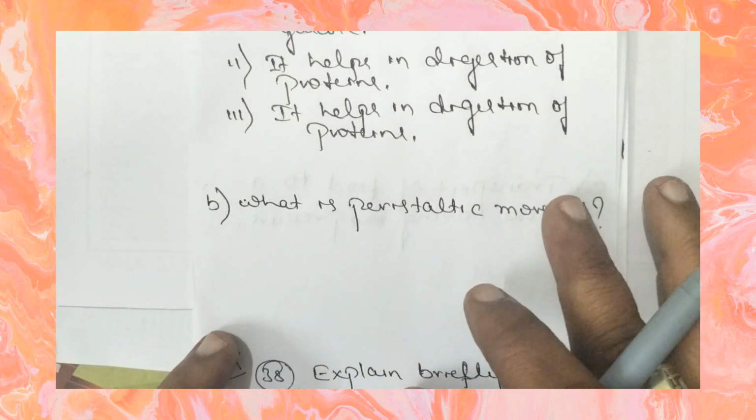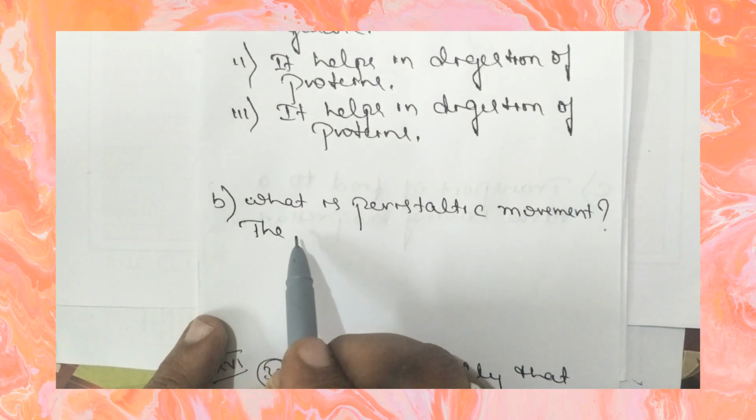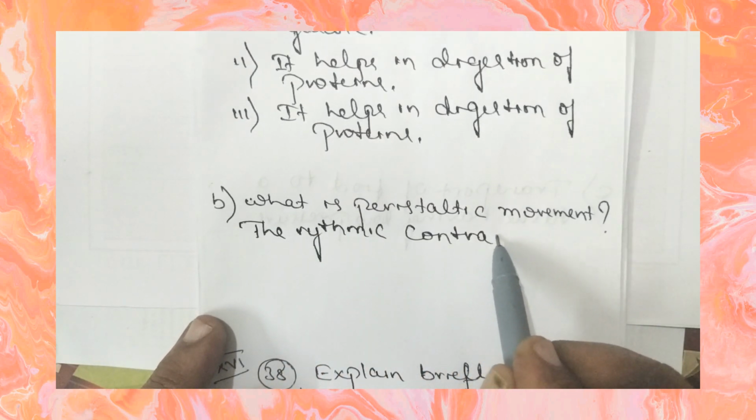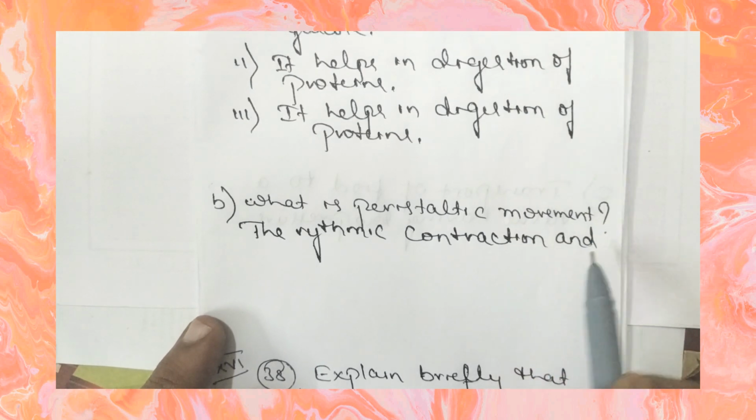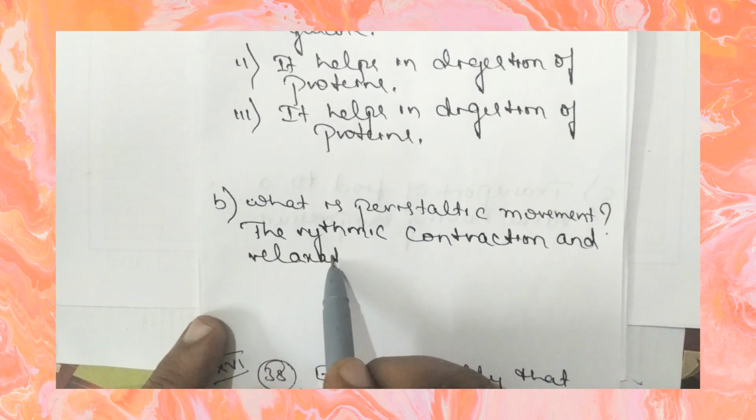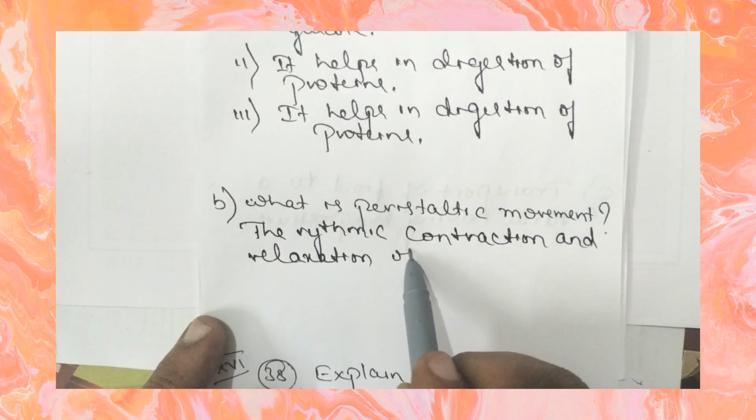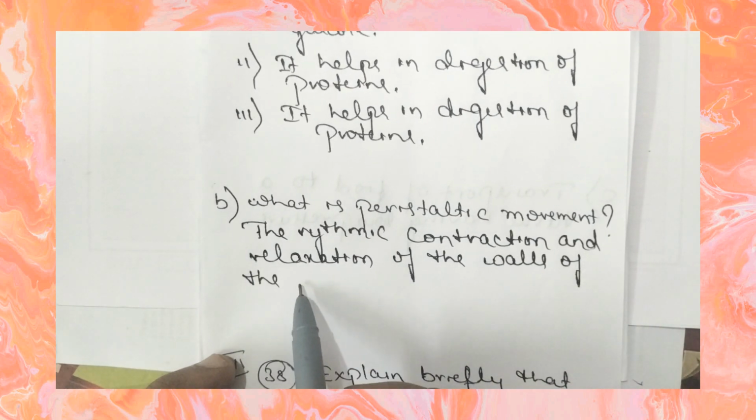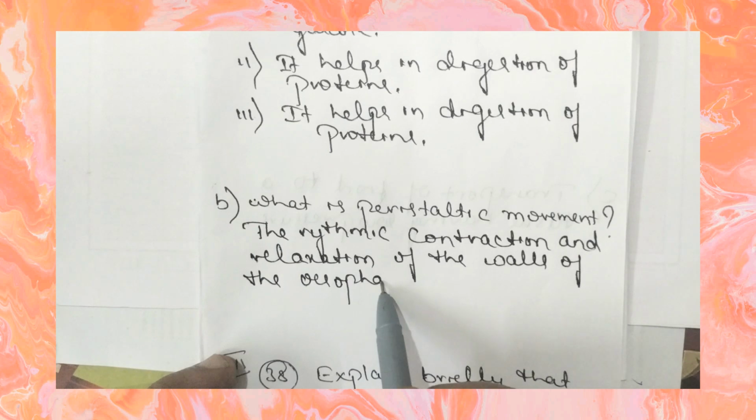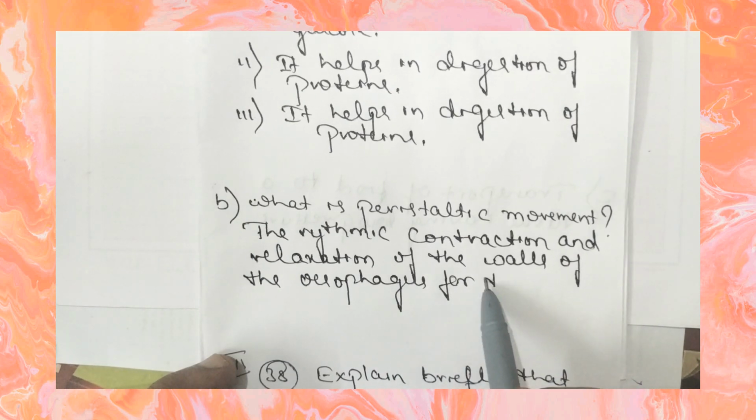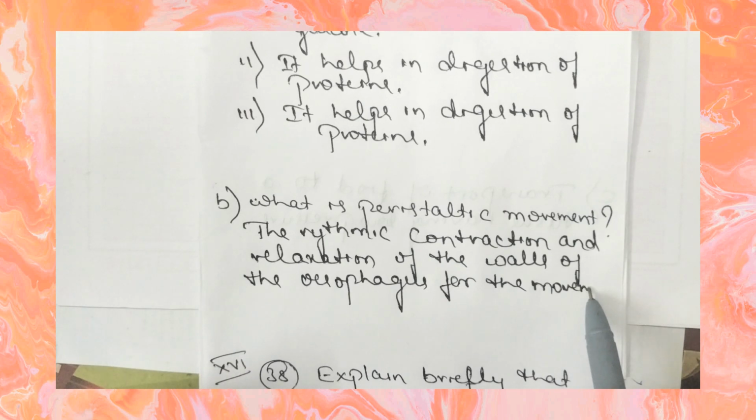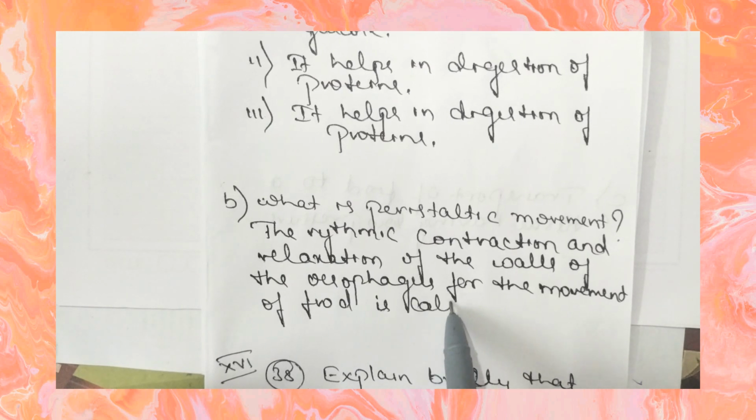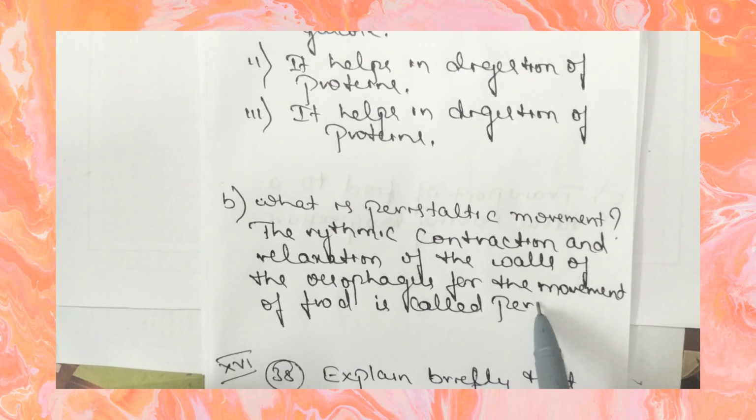What is peristaltic movement? The rhythmic contraction and relaxation of the walls of the esophagus for the movement of food is called peristaltic movement.